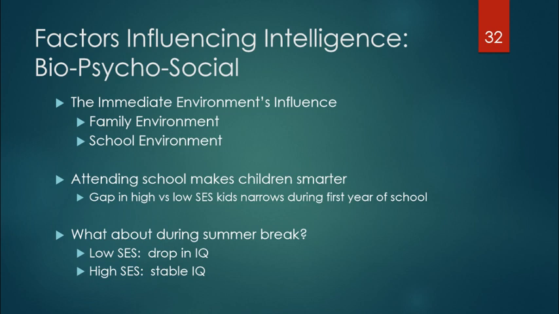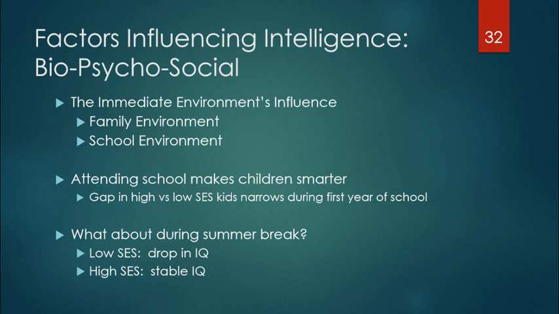School environment as well. If a child goes to a school that is well funded, that has teachers who are good at their job, they will thrive better than a child who doesn't have access to those things. That's pretty much common sense there. Turns out these environmental influences, like your family and the school you attend, have a pretty profound effect on intelligence. Attending school makes children smarter.